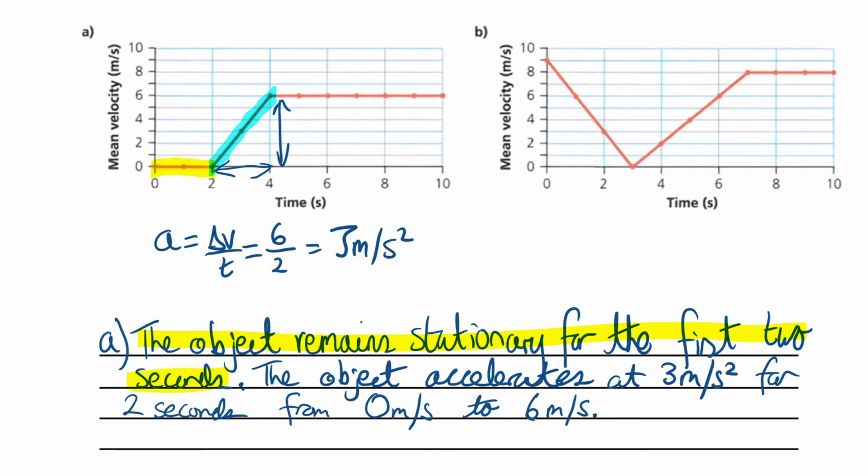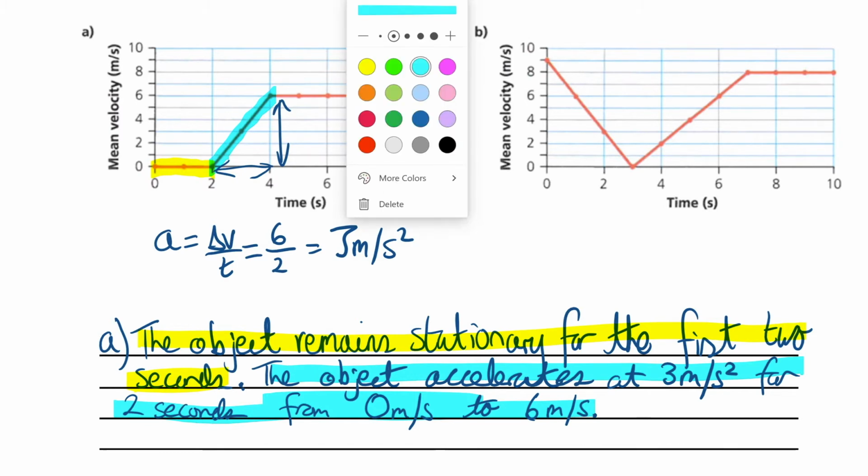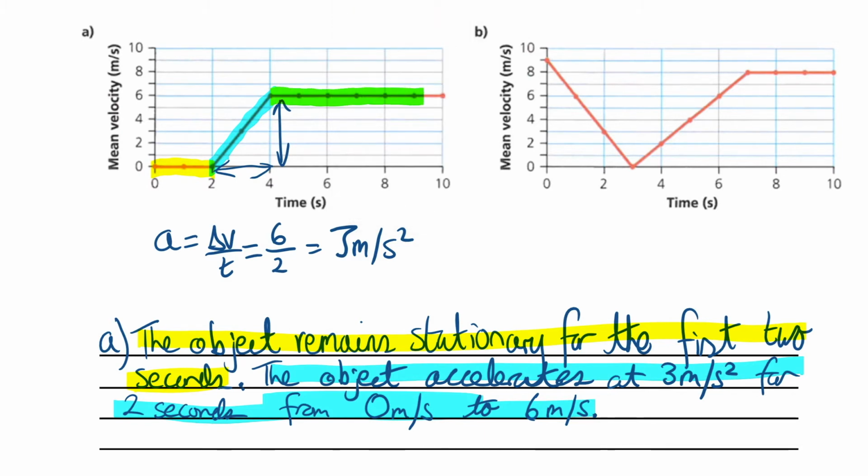The final part of the graph is a horizontal line, and if you remember, a horizontal line means a constant velocity. Again, I'll use a different colour here just to explain.